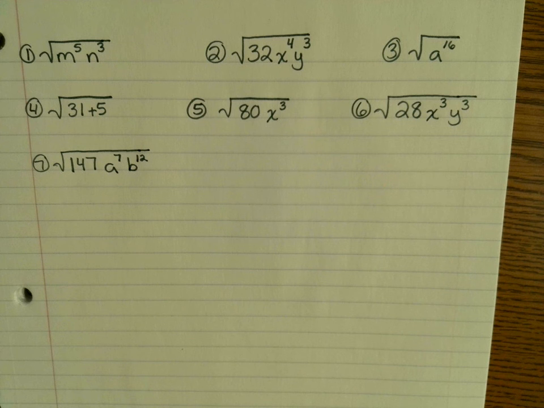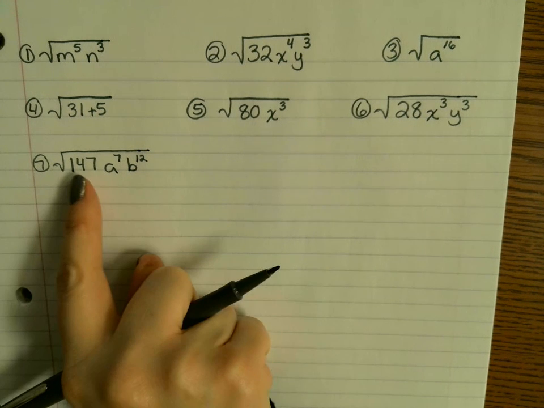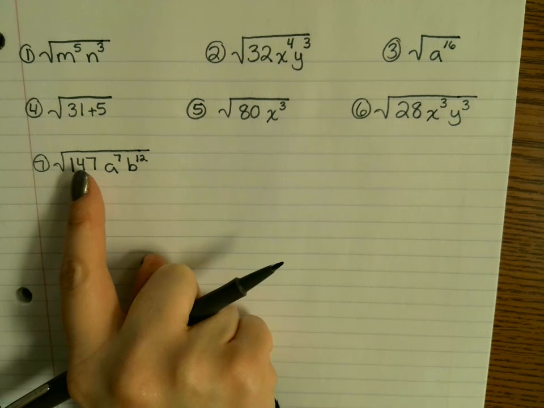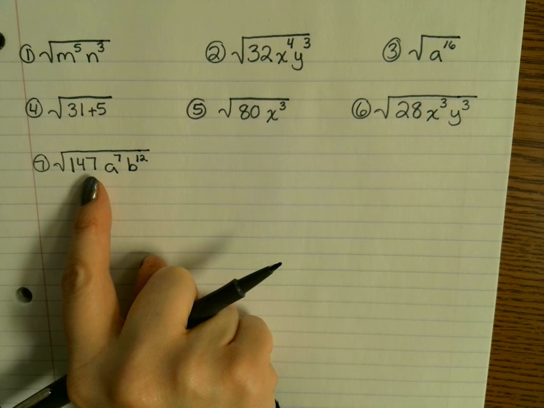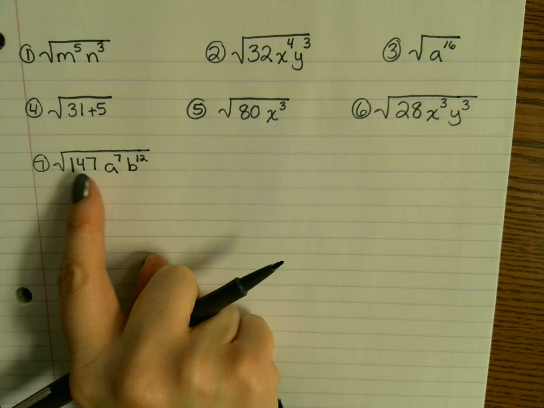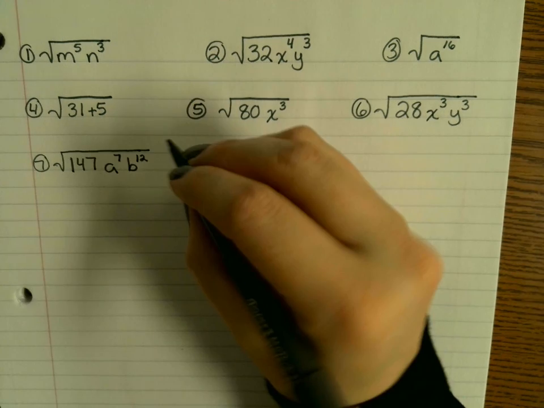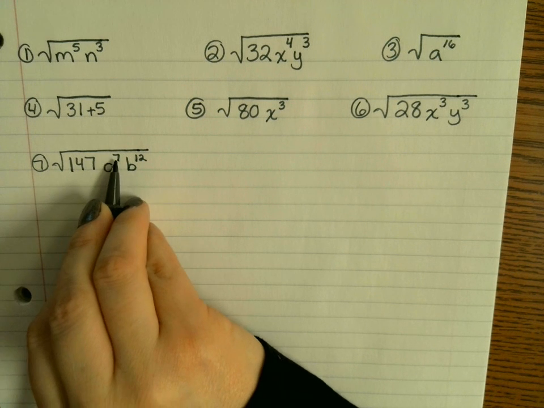And guys, we already did square root of 147 on a previous homework, so if you need to refer back to see what it was, hopefully you wrote down the correct answer, then you can always reference back to your old homeworks.